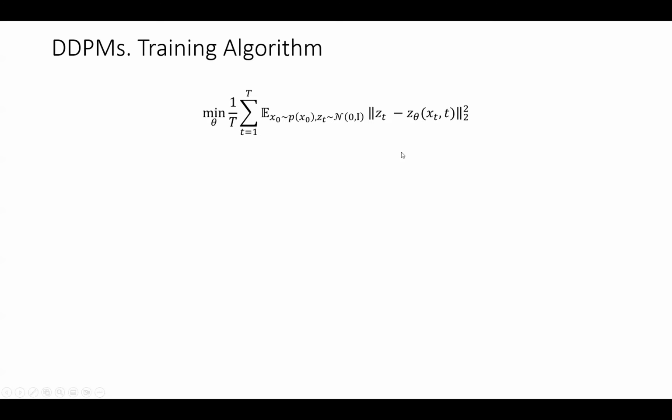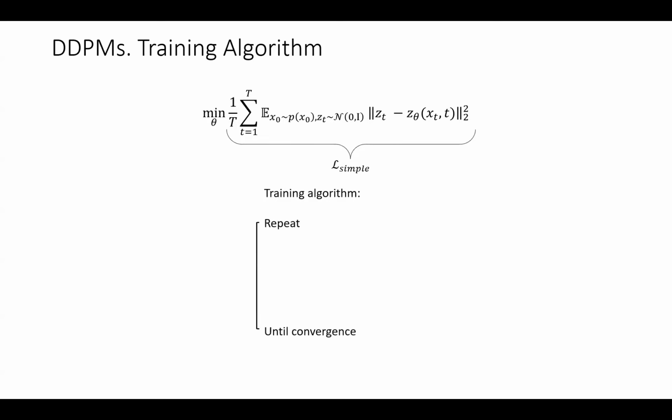We'll train your network so that this loss function is minimized. And this loss is called L simple. So the training algorithm is very simple. We take a sample from our training data, which is called X0, and we sample a time T from a uniform distribution, and we sample the noise ZT from a normal distribution with mean 0 and covariance identity.